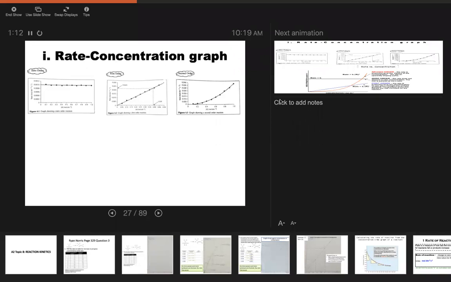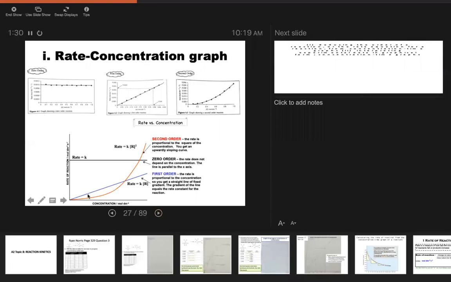Okay, so it's easy to see for the 0 order. It is a horizontal straight line. For the first order, it's an increasing straight line that passes through the origin. And for the second order, it's an increasing curve. Okay, so putting them all together in the same graph looks like this. Now remember, this particular order is only with respect to one particular reactant.